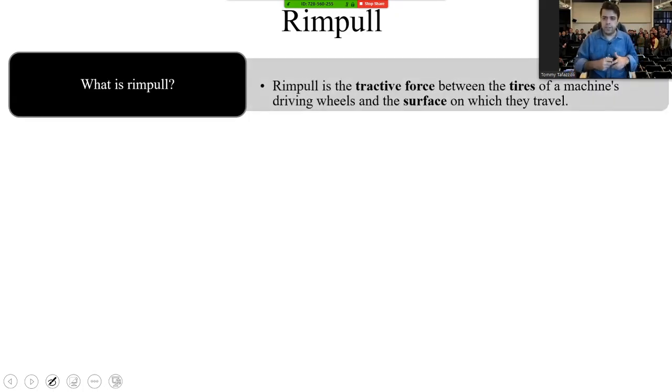It is the tractive force between the tires of a machine and the surface on which they travel. So this is what I just said. This is the force that the tires will apply on the surface to make the machine move.